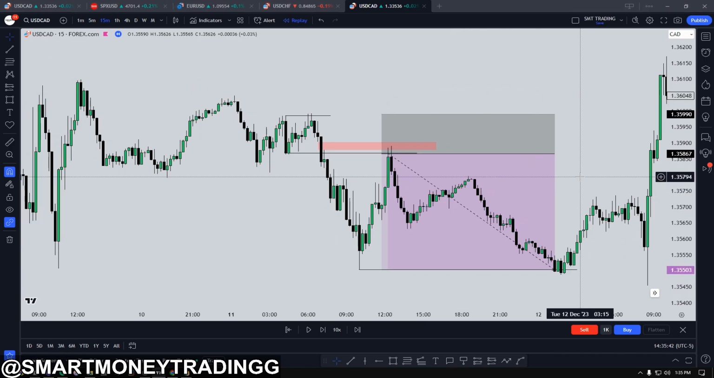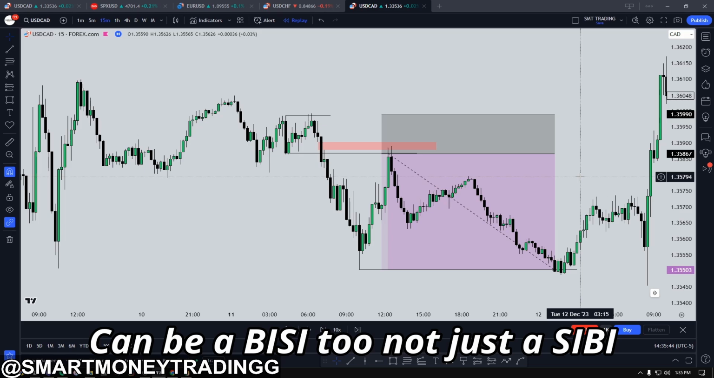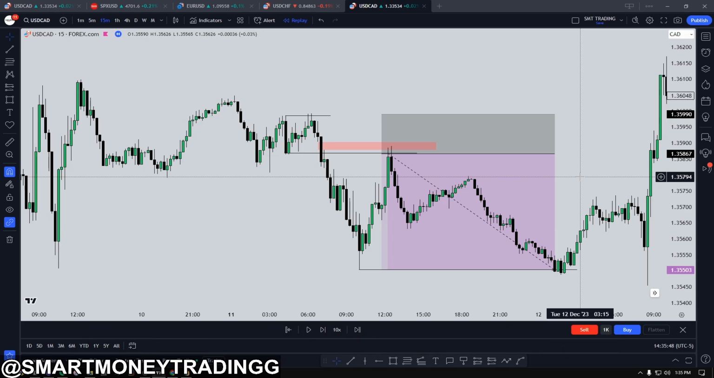Unicorn model is overlapping together. You've got to have a SIBI and a breaker block overlapping, and it's very powerful. I think this model is by far one of the most powerful models to give you a high win rate and very good precision whenever you are trading.